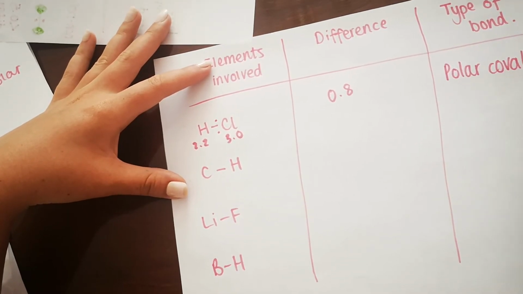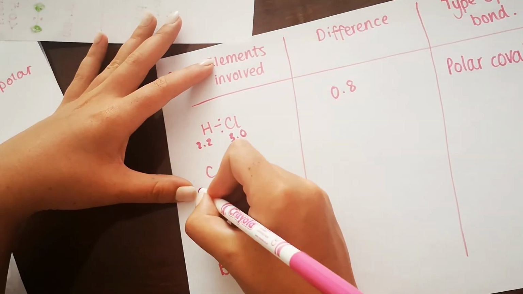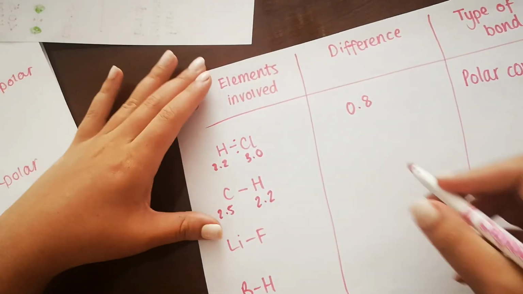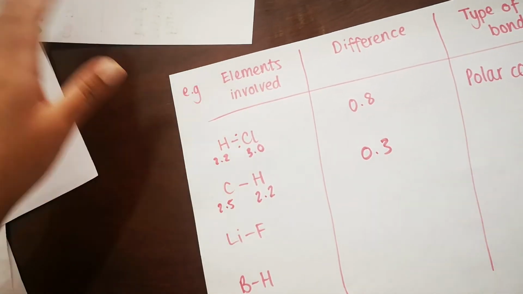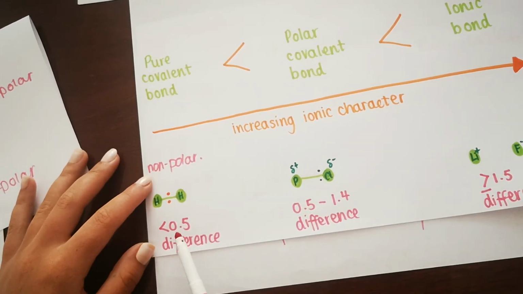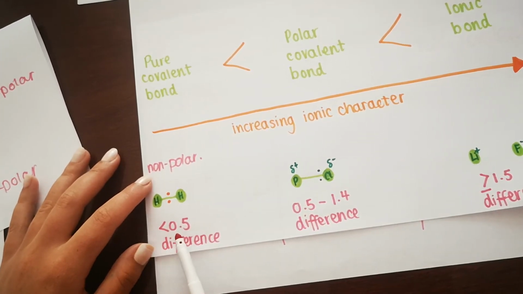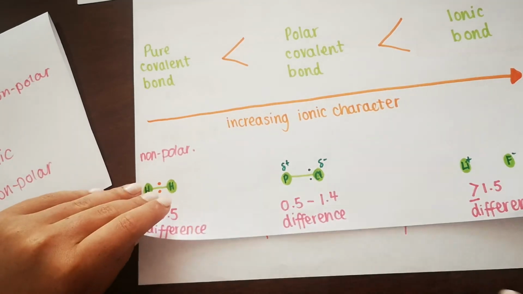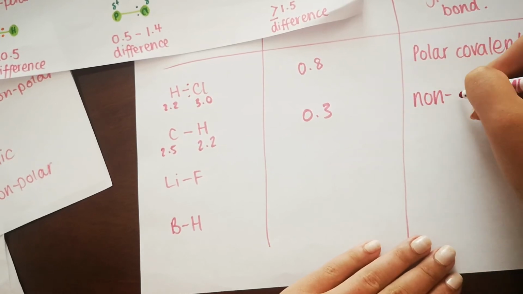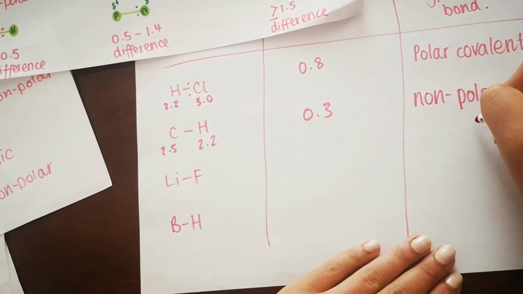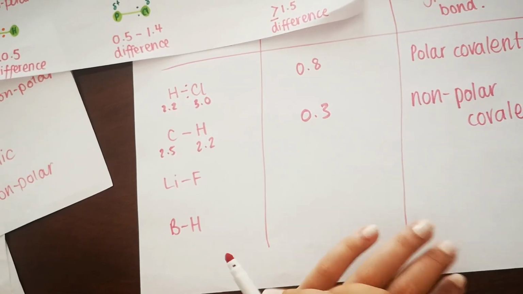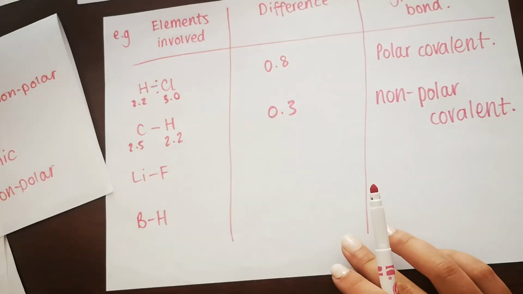Okay. So for C and H, C is 2.5, H is 2.2. Your difference here is 0.3. Is 0.3 less than 0.5? Yes, it is, which means your bond is going to be pure covalent or non-polar. That's one you need to know: your C to H is going to be non-polar.